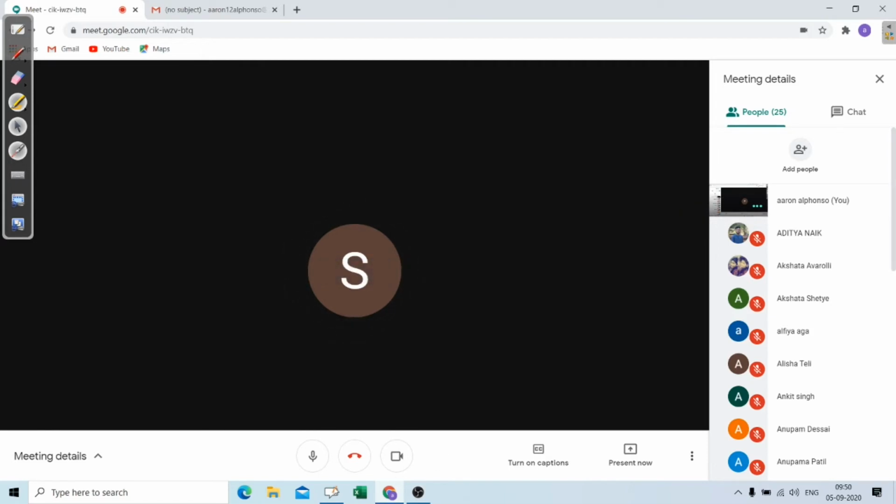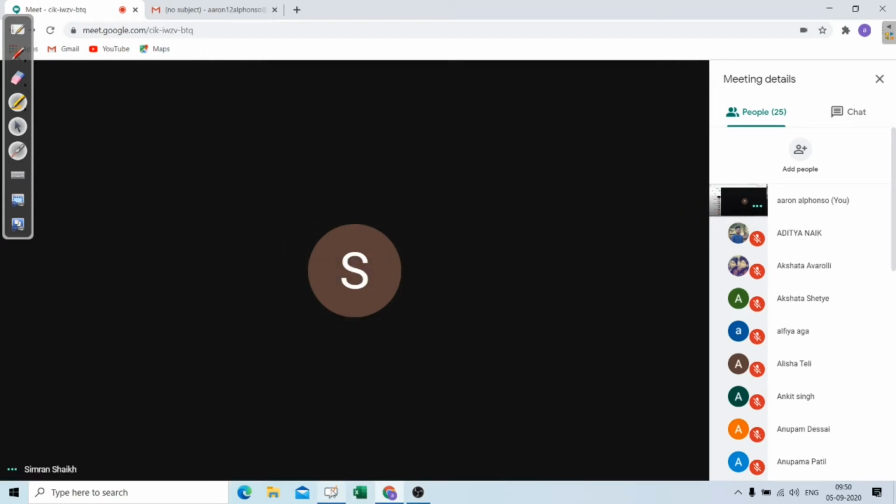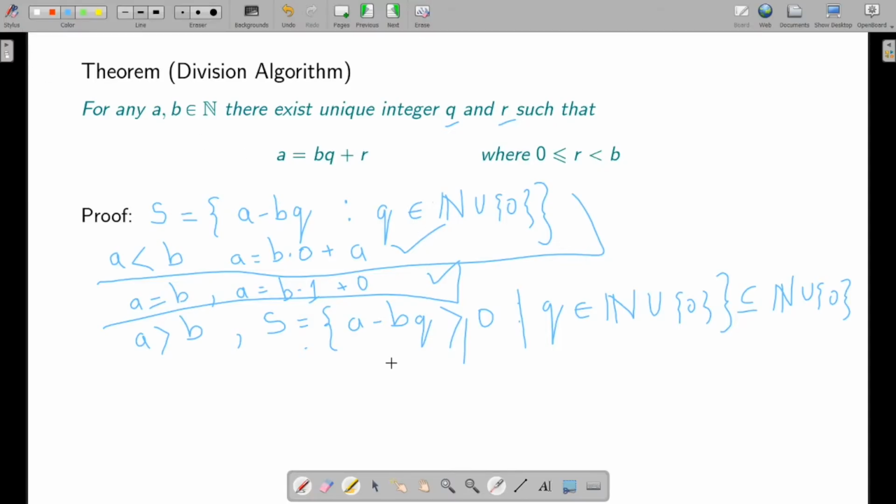A itself, sir. Because if you take A minus B times 0, we get that, that is in that set. Correct. Okay. Thank you, Simran. So, Simran said that A itself lies inside S, because if you take Q as 0, it satisfies this relation, and it will be positive since A is a positive number, right? So we know that A lies inside S, so that makes S non-empty.